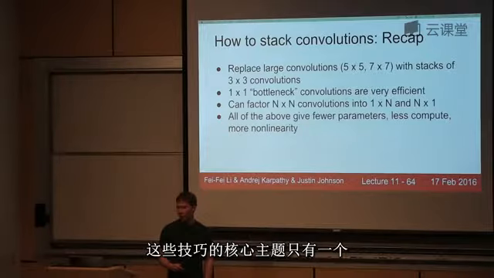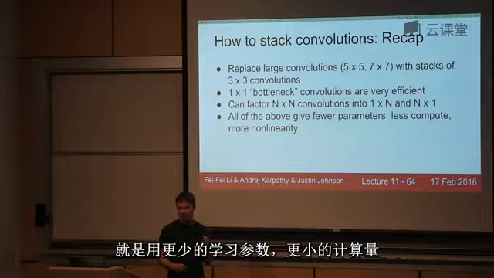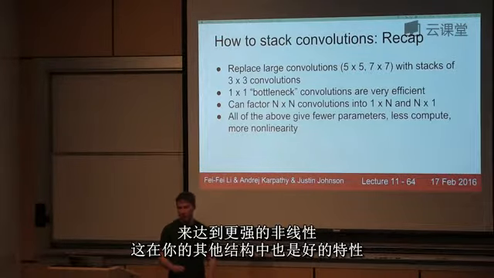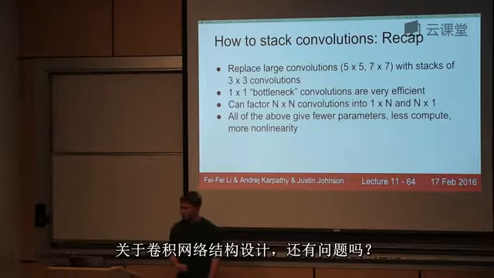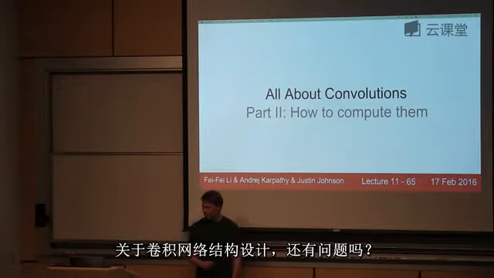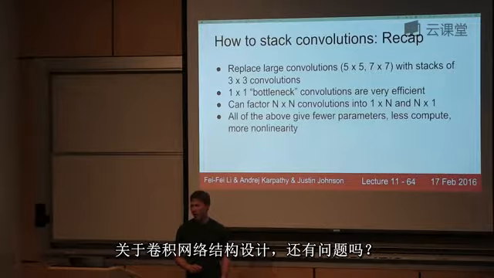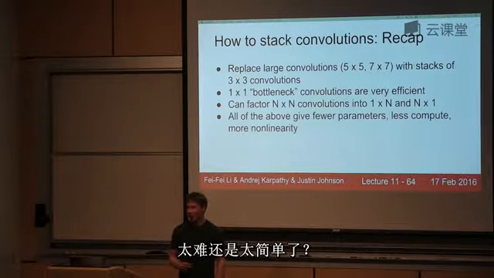The basic overarching theme for all of these tricks is that it lets you have fewer learnable parameters and less compute and more nonlinearity, which are all sort of nice features to have in your architectures. So if there's any questions about these convolution architecture designs. Too boring or too obvious?